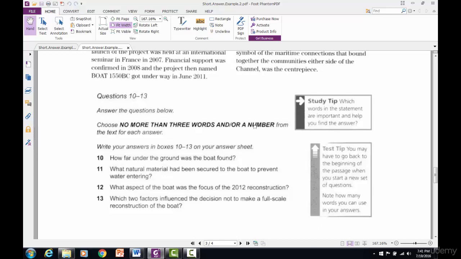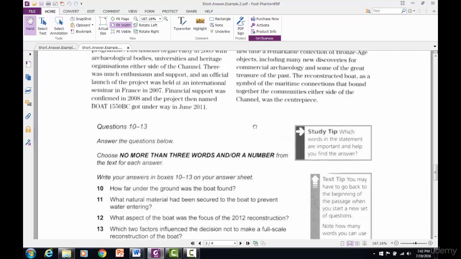Okay. Now for the other ones, for numbers 10, 11, and 13, they all are pretty much the same. There are no real words that stand out. So I'm going to go ahead and look at number 11 first. Number 11 says, what natural material have been secured to the boat to prevent water entering. Keywords here are we need a natural material, boat, and also water. All right, that's key. Water entering. What natural material have been secured to the boat to prevent water entering?